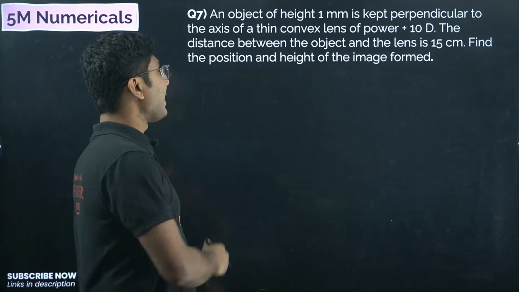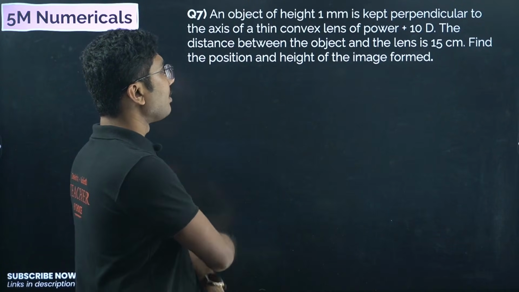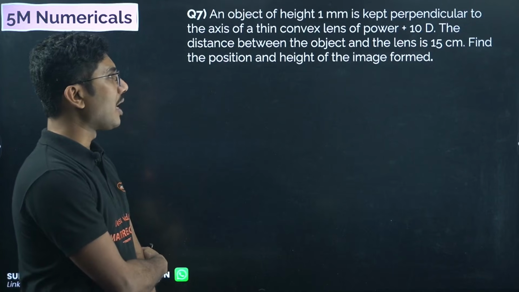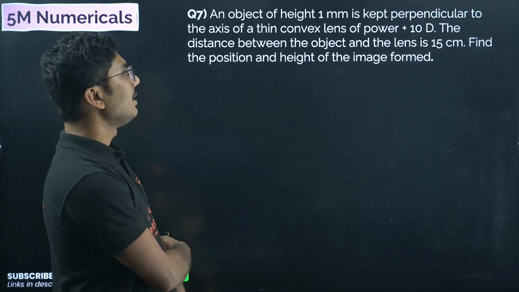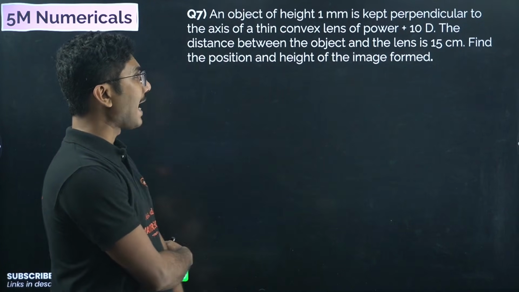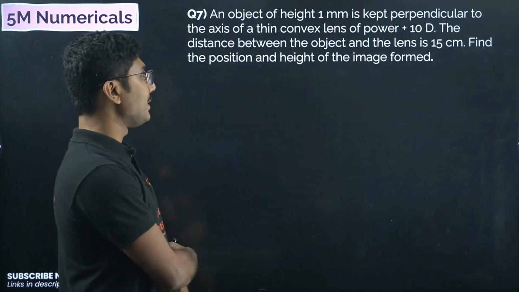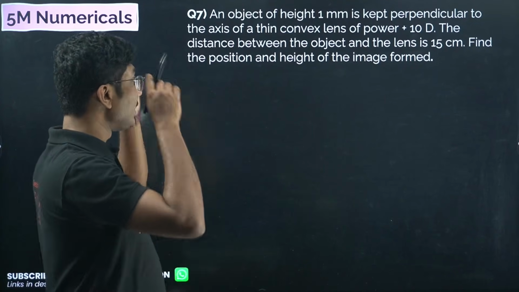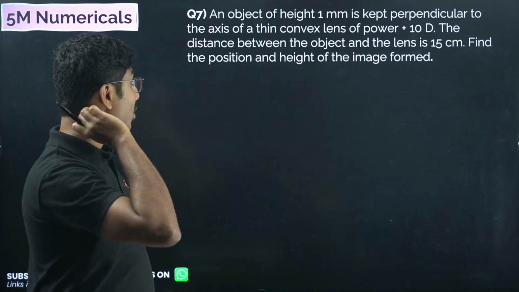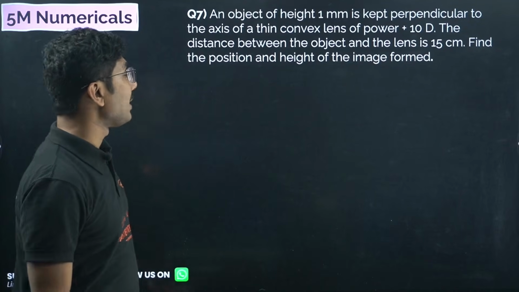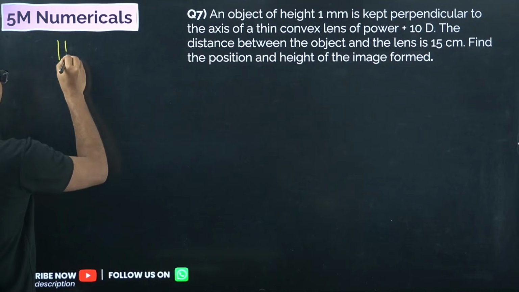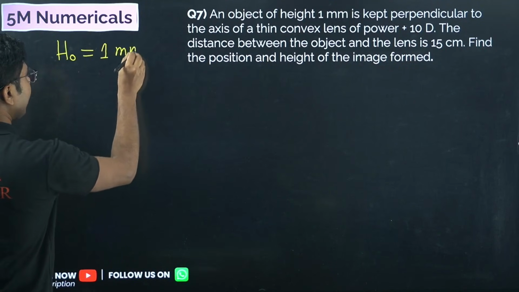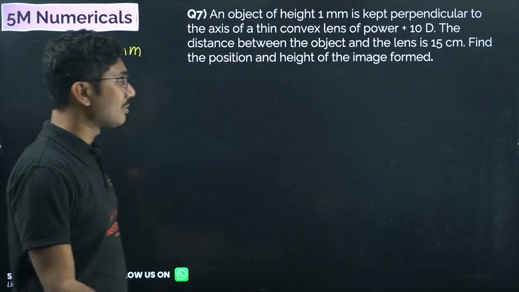An object of height 1 millimeter is kept perpendicular to the axis of a thin convex lens of power plus 10 D. The distance between the object and the lens is 15 centimeter. Find the position and height of the image formed. So the height of the object is given as 1 millimeter. Don't worry, we will not use it till the last part.